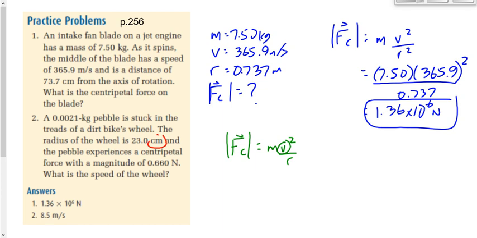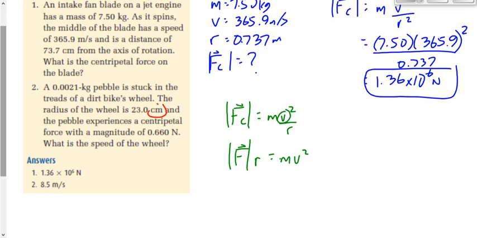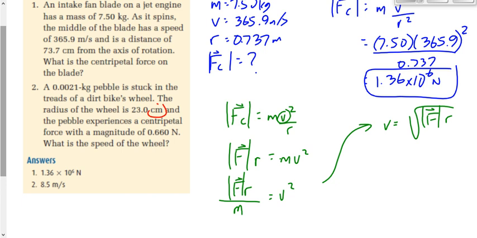How do we do that? Let's take the r out by multiplying. F times r equals mv squared. And then F times r over m is equal to v squared. And then how are we going to get the v by itself? v is the square root of F times r over m. So make sure you do that with the 0.23 meters. When you do that, you should get 8.5 meters per second.